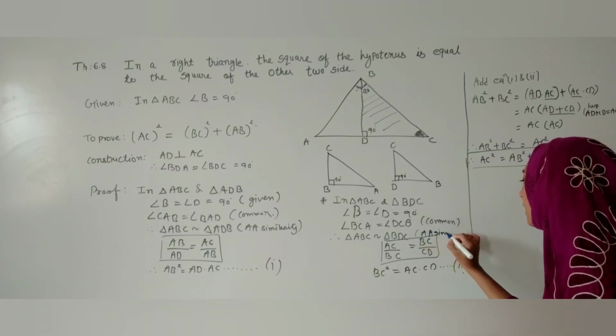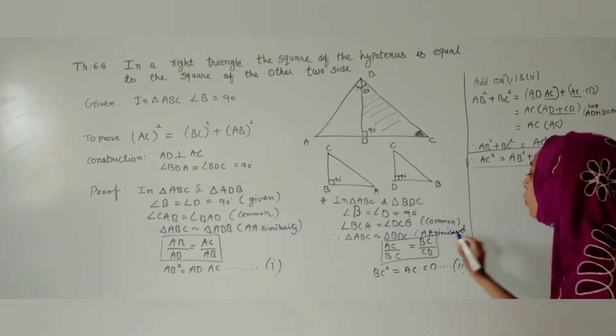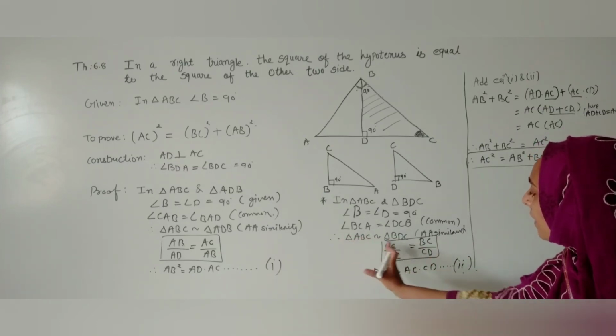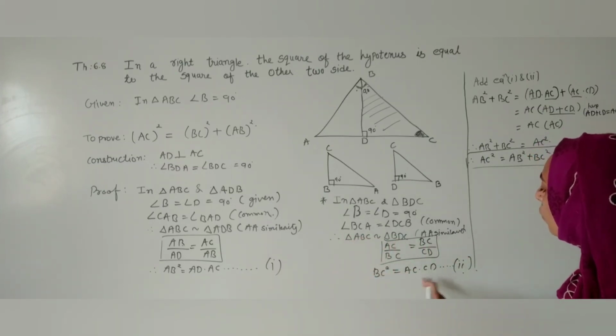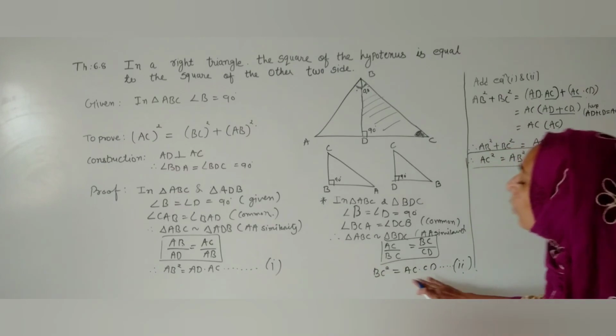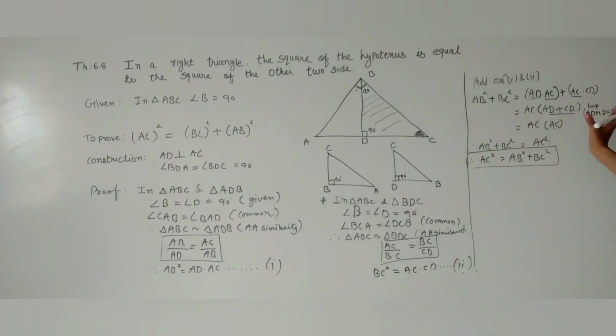So here let me write AA similarity. Then you will write a ratio. Whatever ratio you want, you will keep it and you will do squaring. Then you have to add equations 1 and 2. Whatever is common, you will take common. Then eventually you are getting AC square, and that is what we want, hence proved.